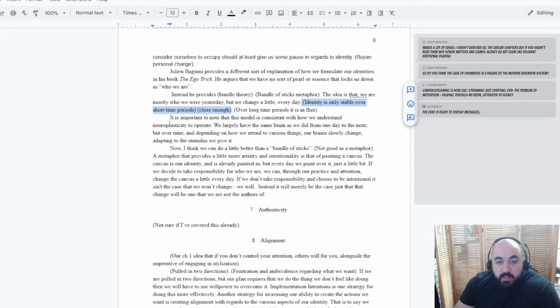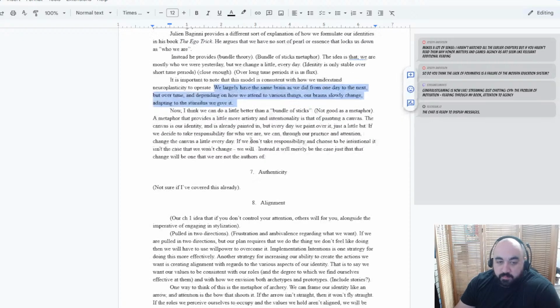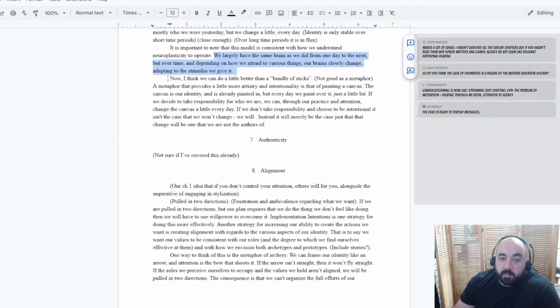It's important to note that this model is consistent with how we understand neuroplasticity to operate, which is over a short period of time. We have largely the same brain we did from one day to the next, but over time, and depending on how we attend to various things, our brains slowly change, adapting to the stimulus we give it. Now, I think we can do a little bit better than a bundle of sticks, and we don't think that's necessarily the best metaphor. A metaphor that can provide us with a little more artistry and intentionality is that of painting a canvas.